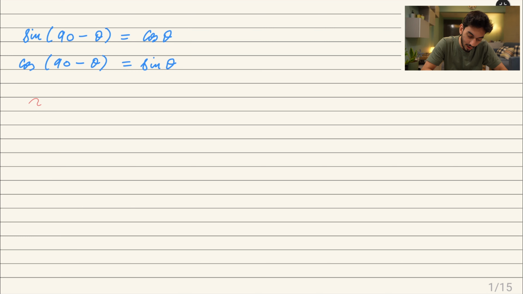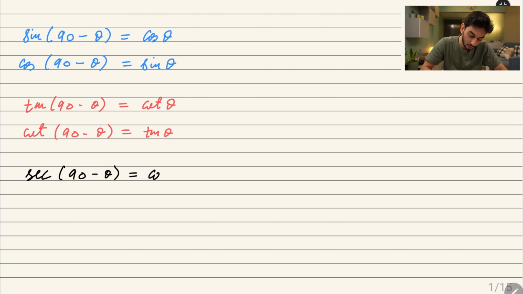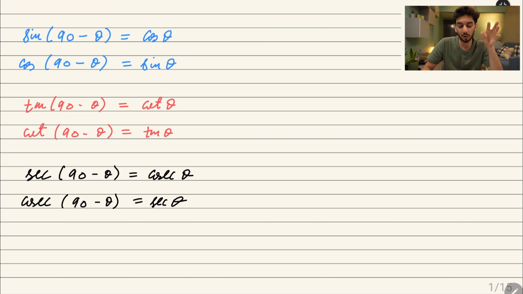Okay, similarly we have tan of 90 minus theta, which is cot theta, and cot of 90 minus theta is equal to tan theta. And lastly we have sec of 90 minus theta is equal to cosec theta, and cosec of 90 minus theta is equal to sec theta. Okay, so these are basic things that you need to know: whenever you have a 90 minus theta in the angle of a trigonometric function, it becomes the complementary of itself.